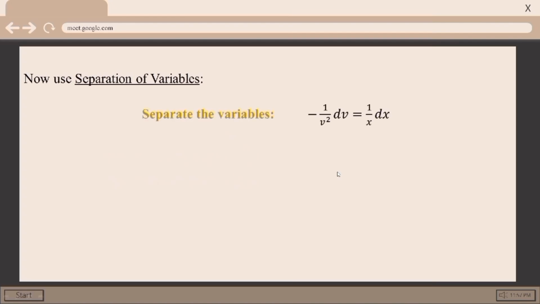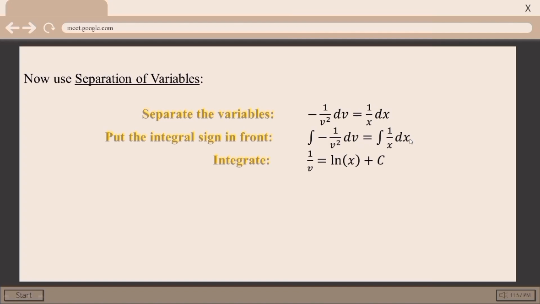Separating this equation, we put the integral sign in front. So the integral of negative 1 over v squared dv is equal to the integral of 1 over x dx. If we integrate this, we have the answer 1 over v equals ln x plus c.